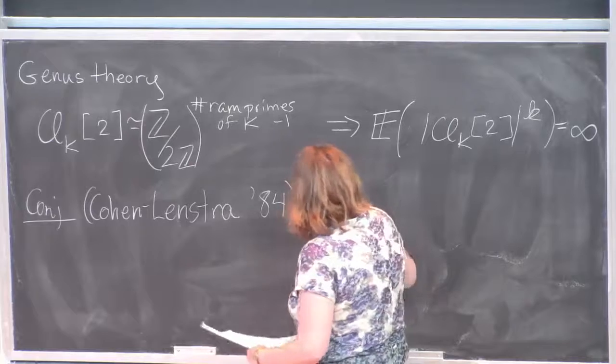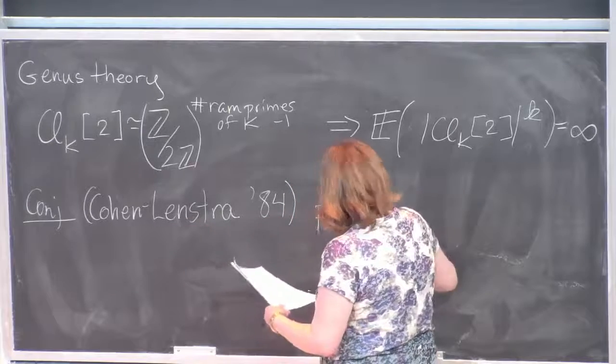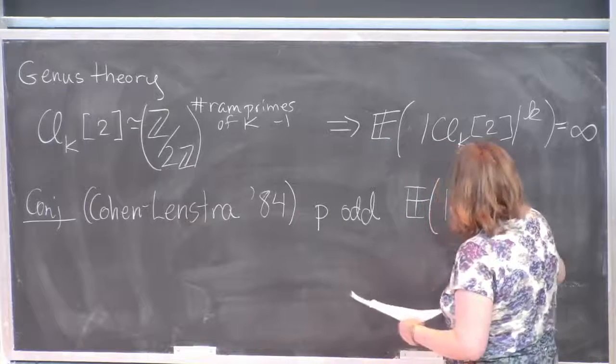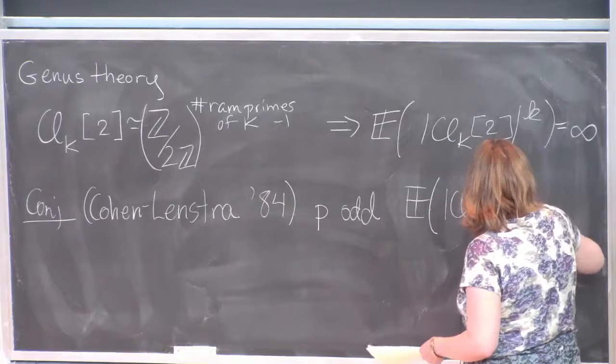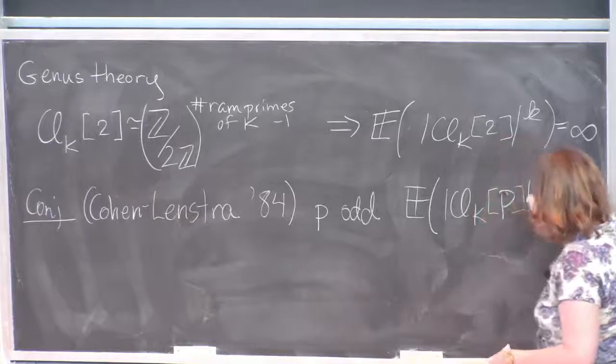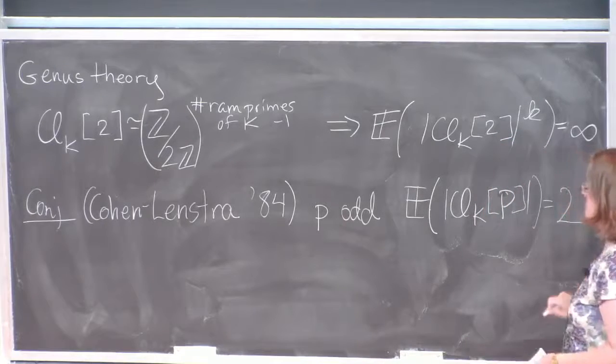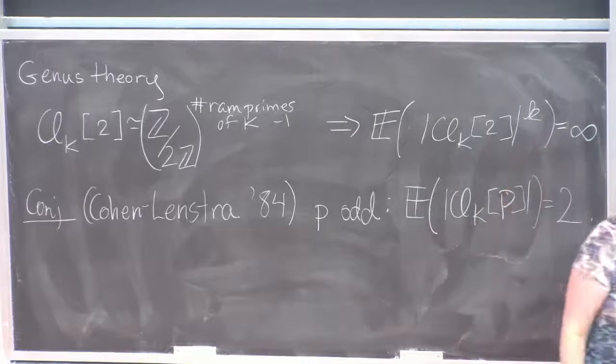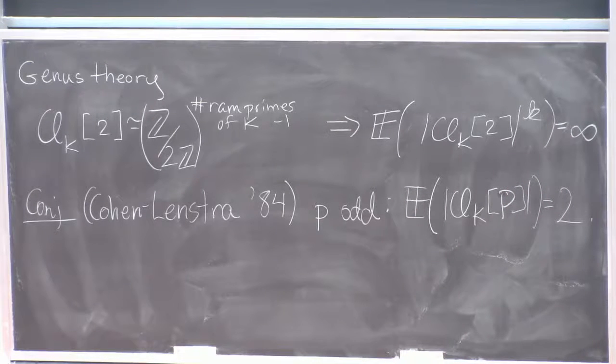They conjecture here that for p odd, for example, the average size of the p-torsion, the first moment, is 2. Okay, so they conjecture that for p odd, the average size is 2. And notice that 2 didn't depend on p.